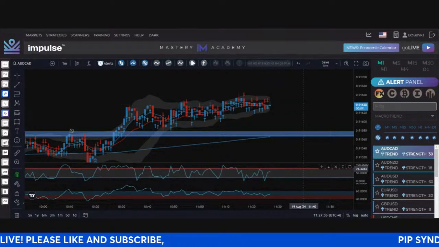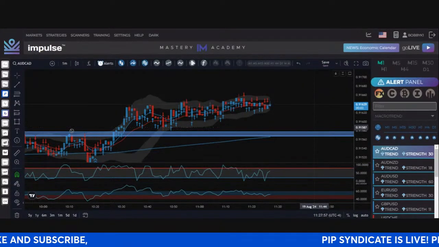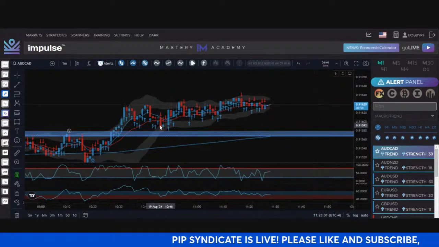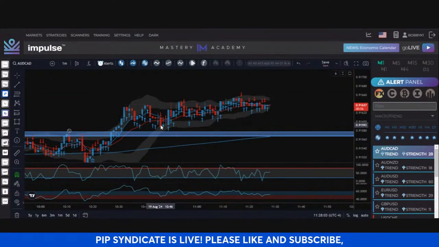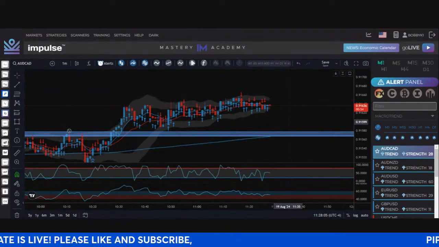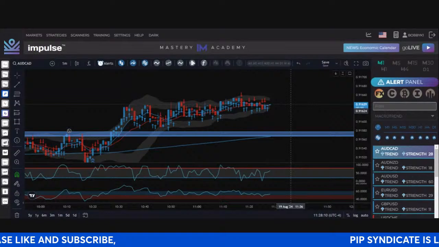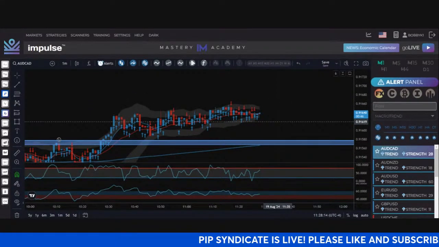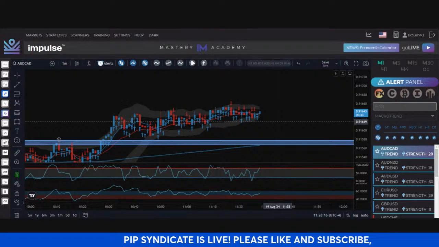Maybe we'll get an entry here. I'd like to see it pull back down to this area, down here. That would be sweet. And it printed another blue arrow, so it invalidated us again.